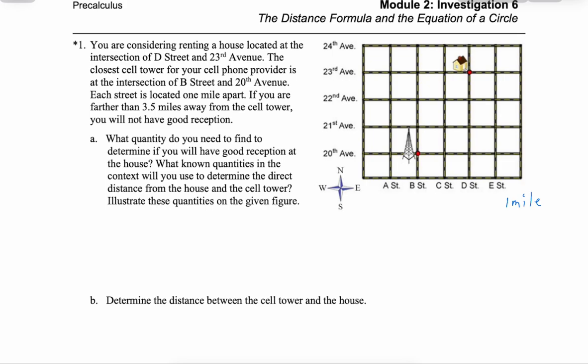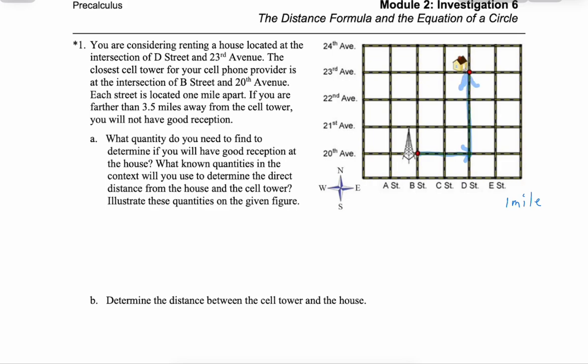And when you say side lengths, which is a very good way to think about it, describe to me what you mean so then I can mark it on the graph. Like the 2 miles from B to D, right? From B to D. Okay. And then 3 miles from 20th to 23rd.